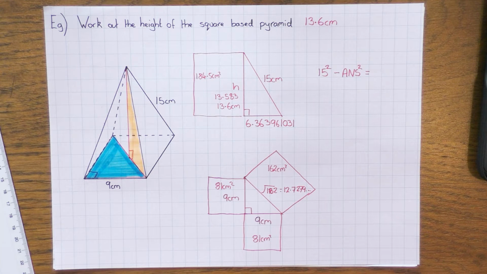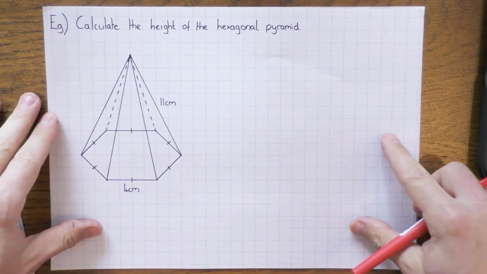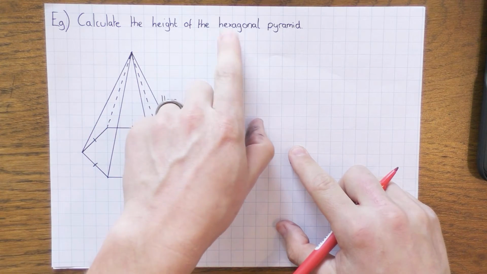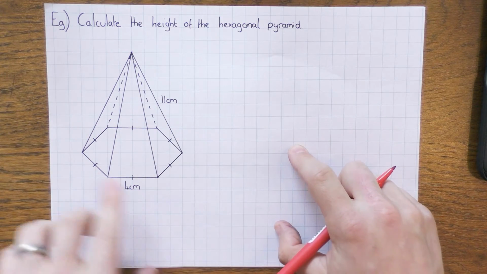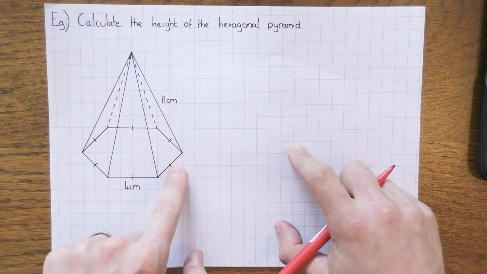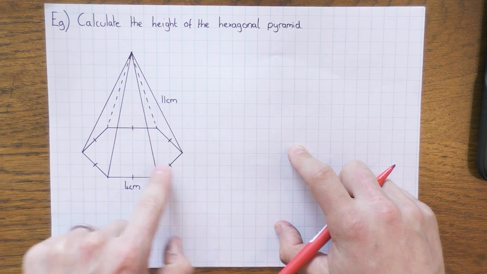I've got one more example to show you. So let's have a look at that, which is this one here. It's a very similar type of question. Calculate the height, this time of the hexagonal pyramid. So the base here is a hexagon. You can see by these lines that it's a regular hexagon because all these sides are the same.